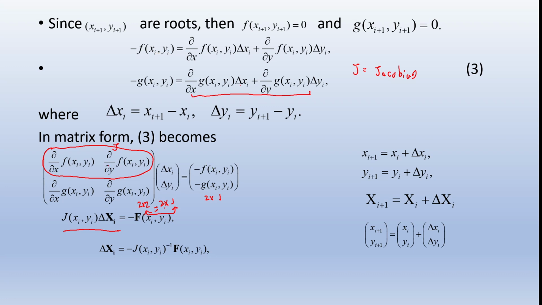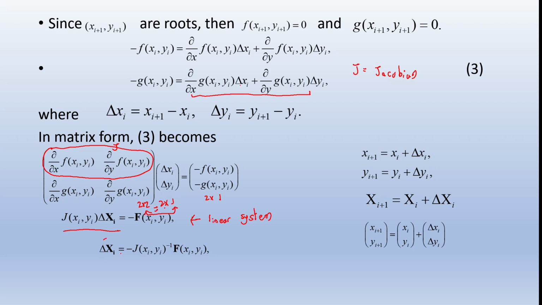Okay, second row: ∂g/∂x multiplied by Δxi plus ∂g/∂y multiplied by Δyi equals negative g(xi, yi). So in matrix form, this is J Δx equals negative F. Initially, we have a nonlinear system. After we take the Taylor series expansion and the Jacobian matrix, we get the Jacobian matrix multiplied by Δxi equals negative F. This becomes a system of linear equations, or a linear system.